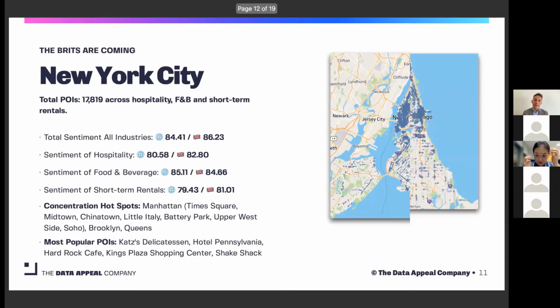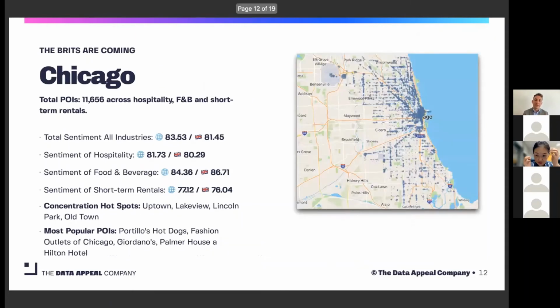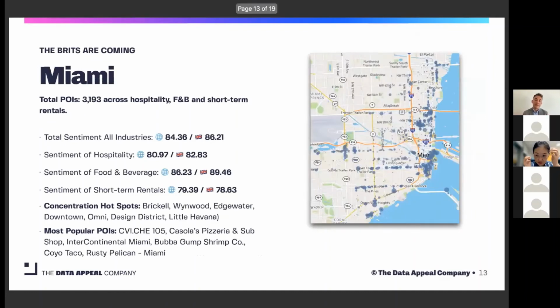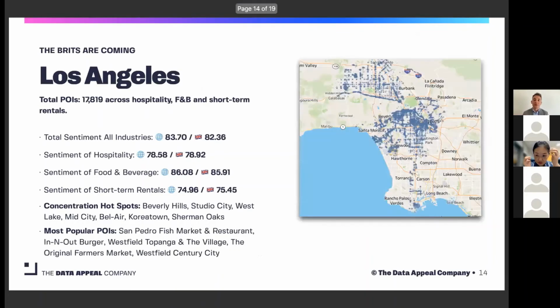This is to give you a similar representation of Chicago. Again, the blue dots are to show you the different points of interest. So you can see the concentration there. Miami is a similar thing. Los Angeles, it gives you a really good opportunity there as well to have a look at what's going on.